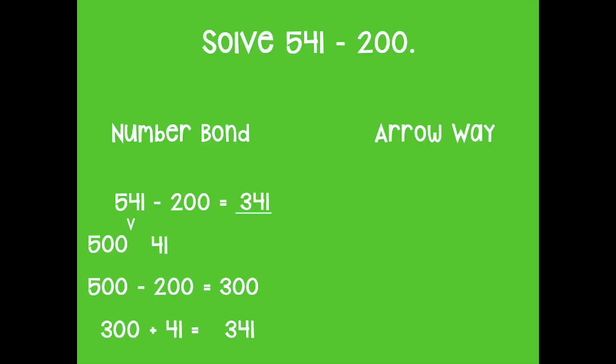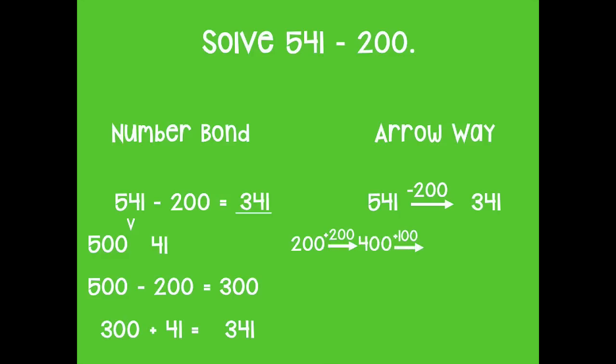Now if you use the arrow way, maybe you did it this way. You did 541 minus 200 equals 341. Or maybe you use the count on strategy with the arrow way. So that means we start with a smaller number of 200 and we count on until we get to 541. So for this one, you might see 200 and be like, oh, you know what? Let's add another 200. And that only gets us to 400, right? Because we know that 2 plus 2 is 4.